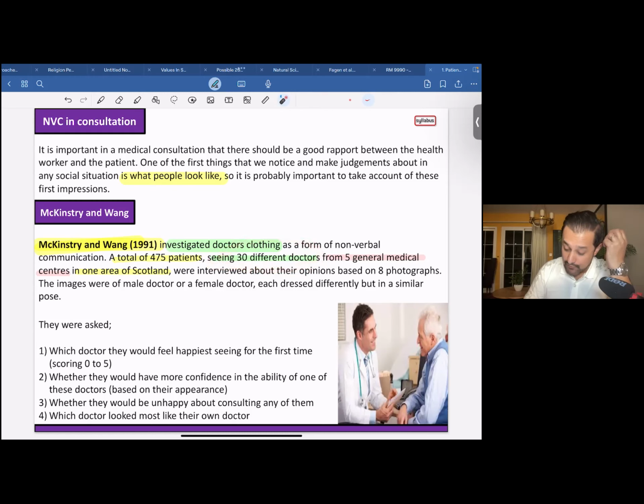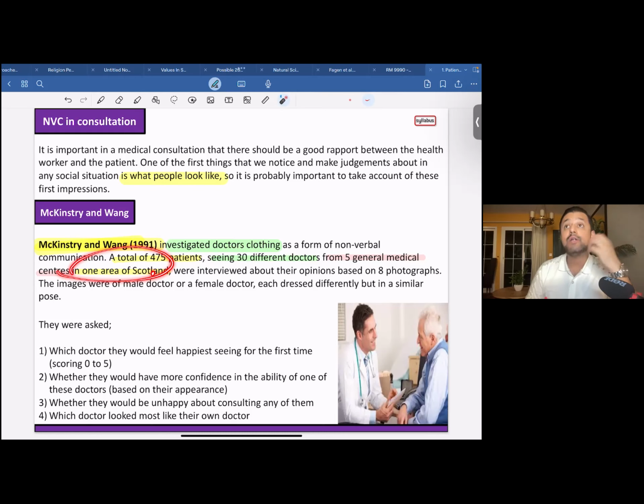They were from 5 general centers in one particular area of Scotland. Now, they were from 5 different centers, which is a good thing. But then again, all of this data was collected from one particular area in Scotland. So if the data is being collected from one particular area in Scotland, don't you think this could affect the generalizability of the findings?